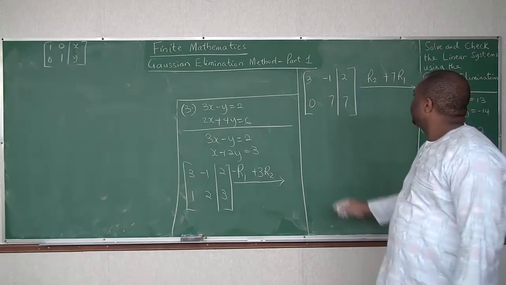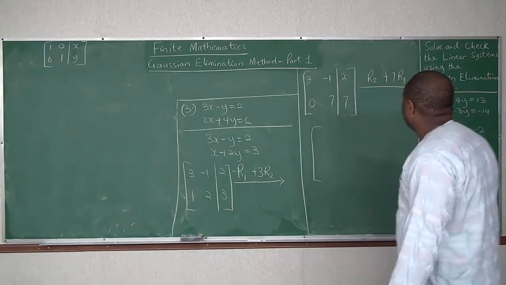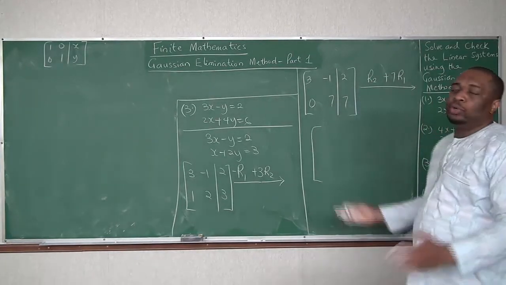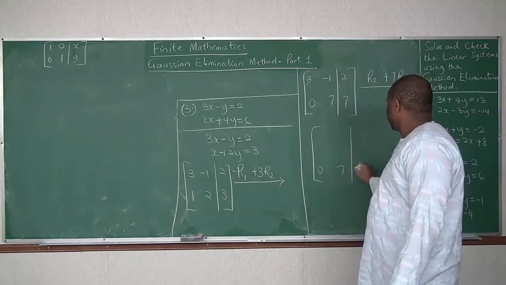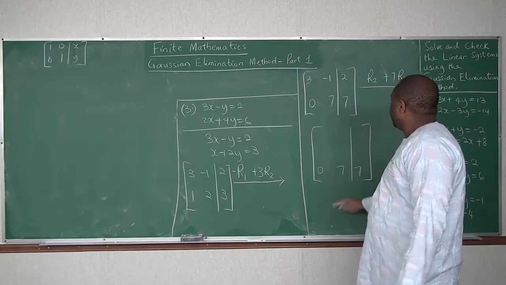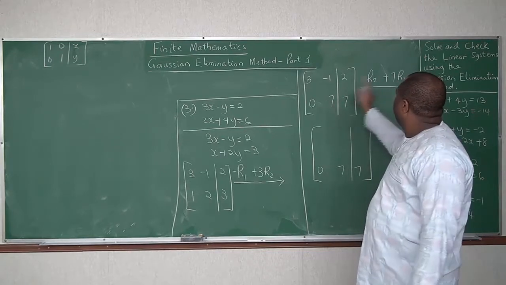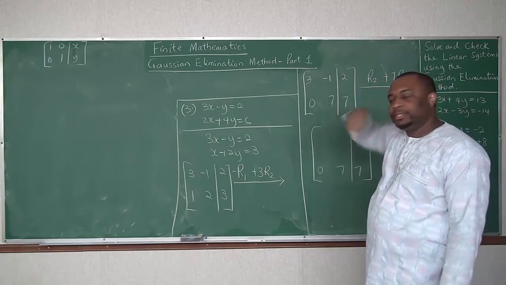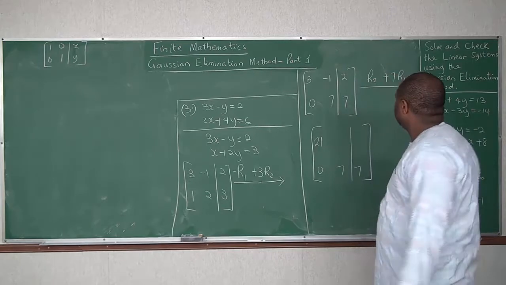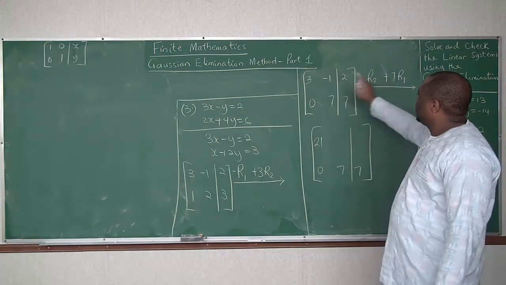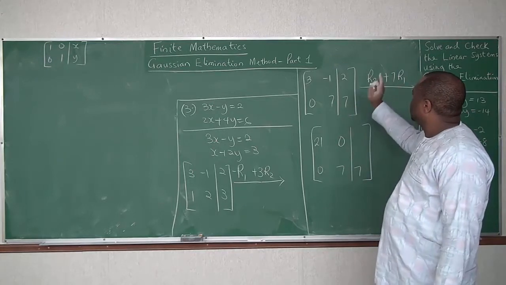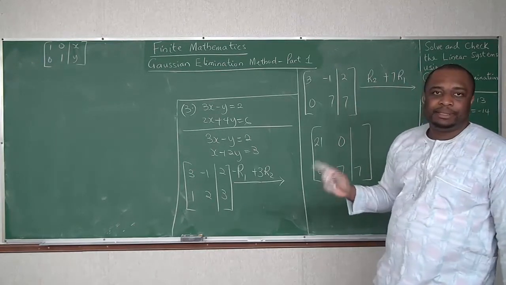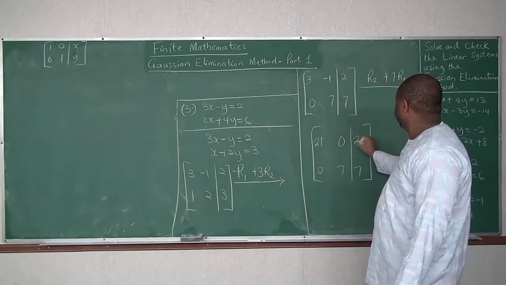Okay? So what we have now, row 2 will remain unchanged. We write it first, 0, 7, 7. Then 0 plus 7 times 3 is 21. 0 plus 21 is 21. 7 plus negative 7, 0. 7 plus 7 times 2, 14. 7 plus 14 is 21.